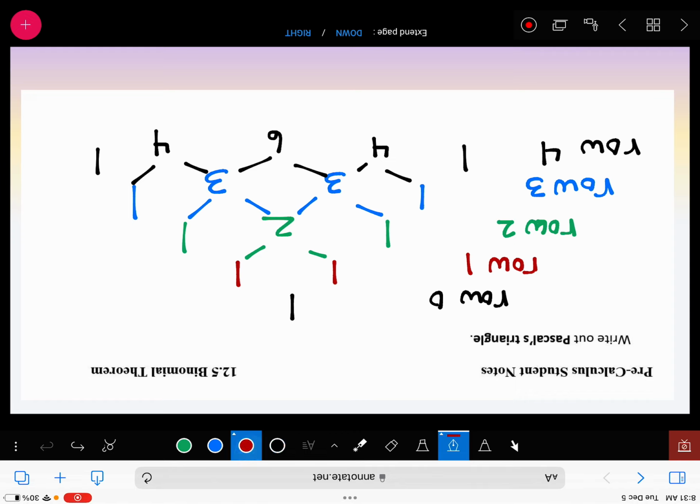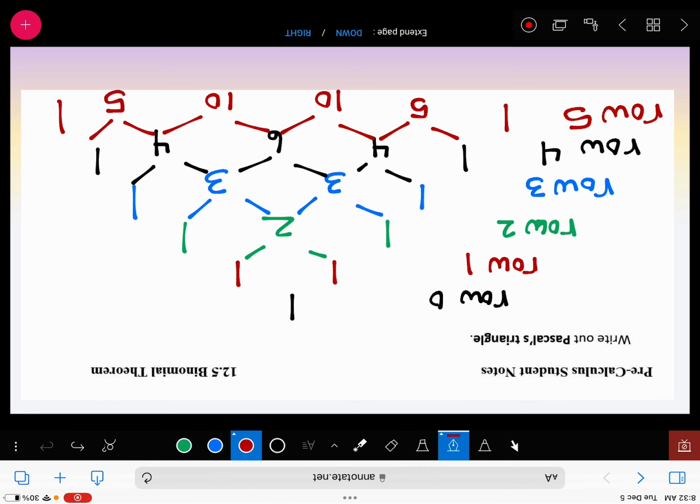All right, so let's look at row 5. Start with a 1, end with a 1. See if you can figure out, there's 4 numbers in the middle. So 1 plus 4 is 5. 4 plus 6 is 10. 6 plus 4 is 10. 4 plus 1 is 5. Who had that for their row 5?